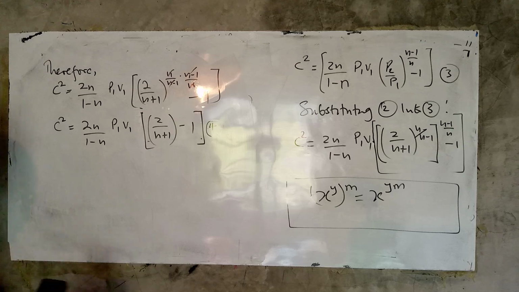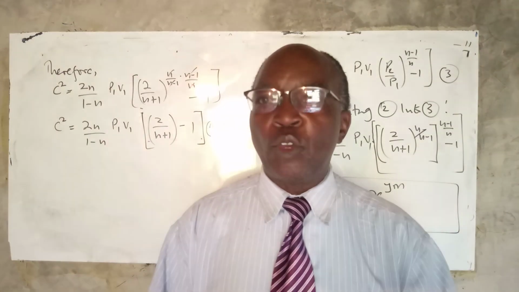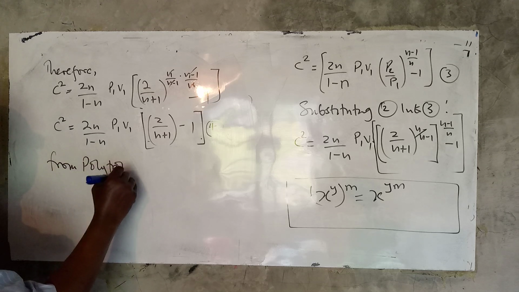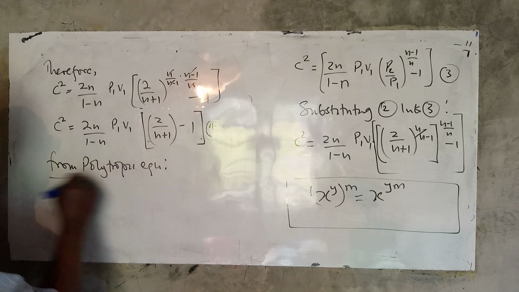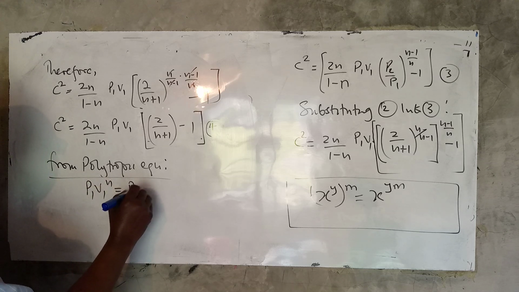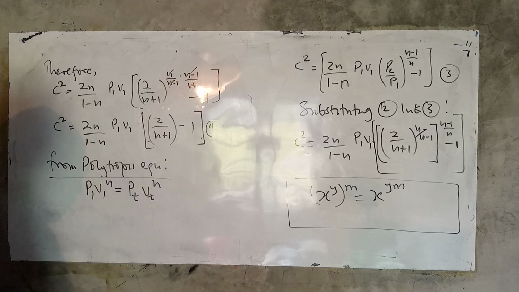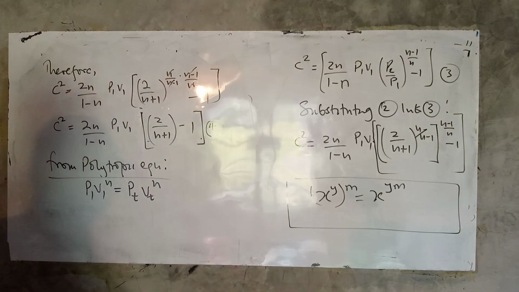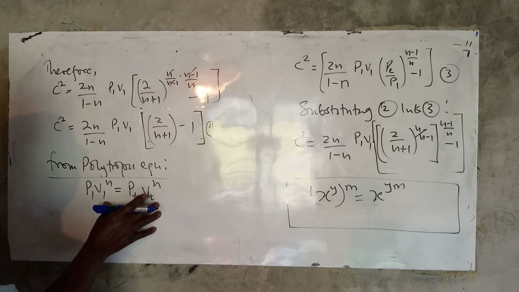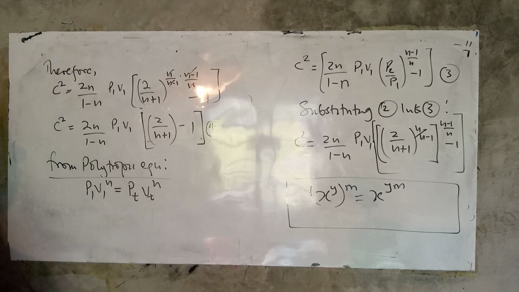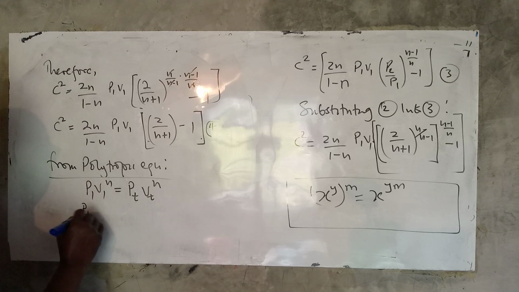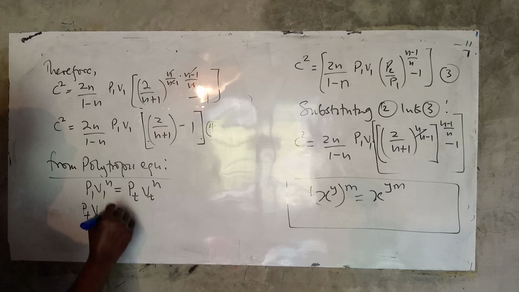Now, remember, from the polytropic equation, P1 V1 to the n is equal to Pt Vt to the n. And so, we can simplify these exponents. In this particular case, we can simplify these exponents here and realize that Pt Vt is simply equal to P1 V1.